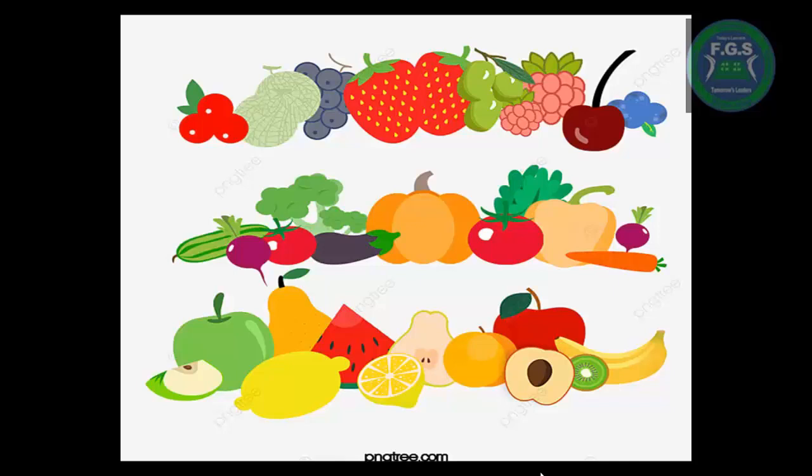I'd like a melon. So at first, look at this picture. You can see many kinds of vegetables and fruits. I can say I'd like a banana. I can say I'd like an apple, or I can say I'd like some grapes, some vegetables.